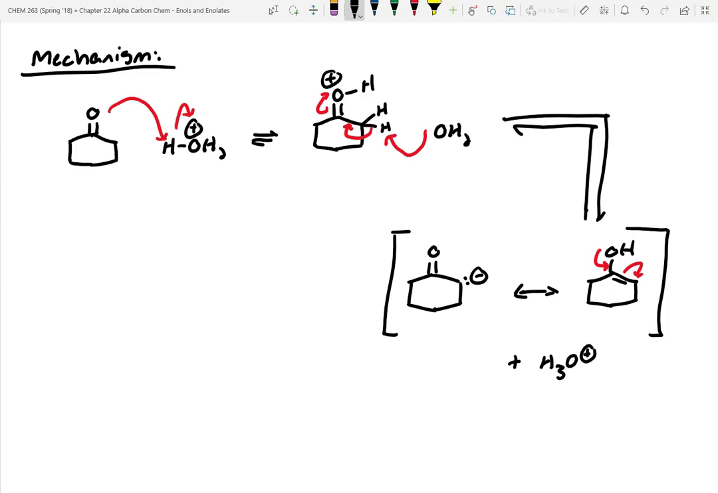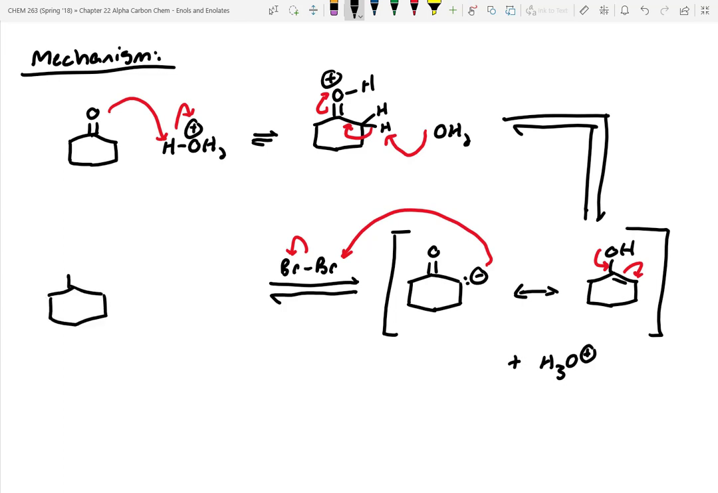Okay, in the next step, we're going to use our halogen. It doesn't actually do anything until you form your enol. And this carbon can attack the halogen, in this case elemental bromine, and kick off bromide. Oops, forgot that proton on here, excuse me. You still have elemental bromine and your hydronium ion.